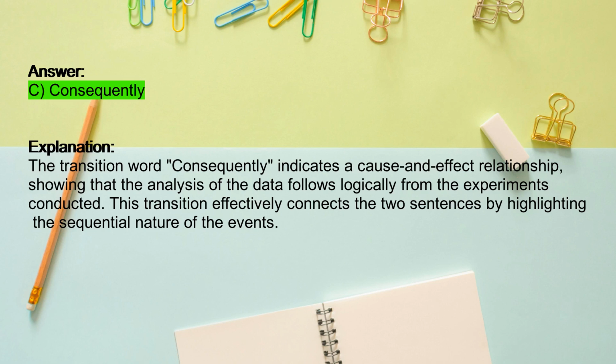The transition word consequently indicates a cause and effect relationship, showing that the analysis of the data follows logically from the experiments conducted. This transition effectively connects the two sentences by highlighting the sequential nature of the events.